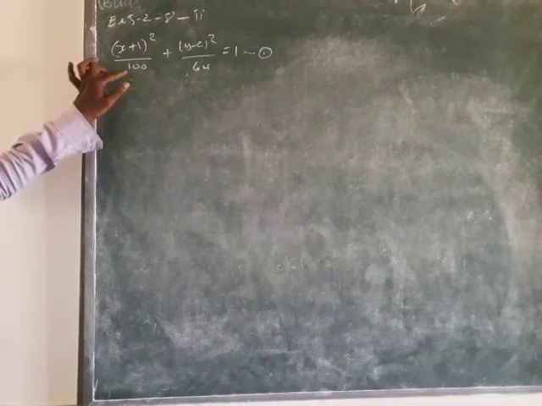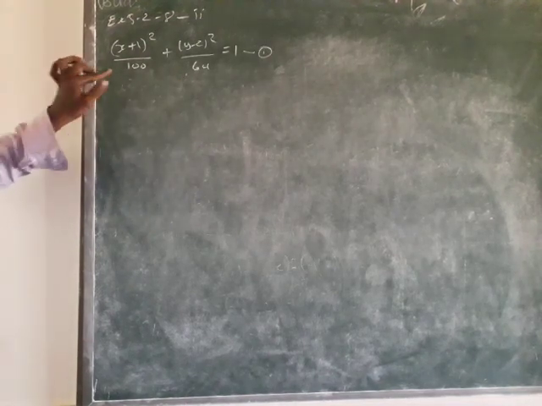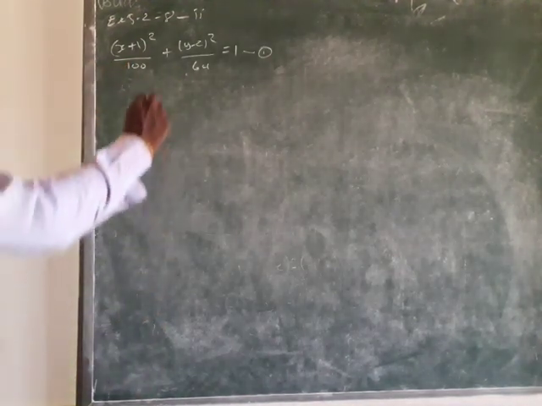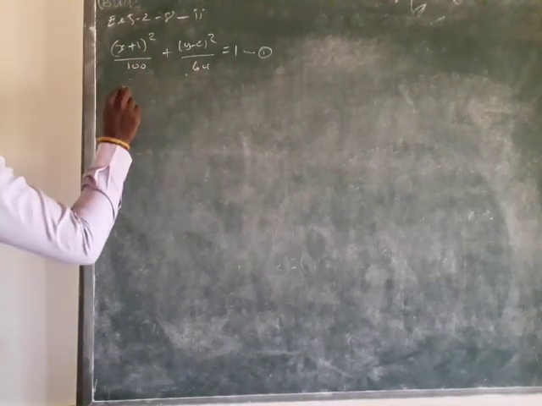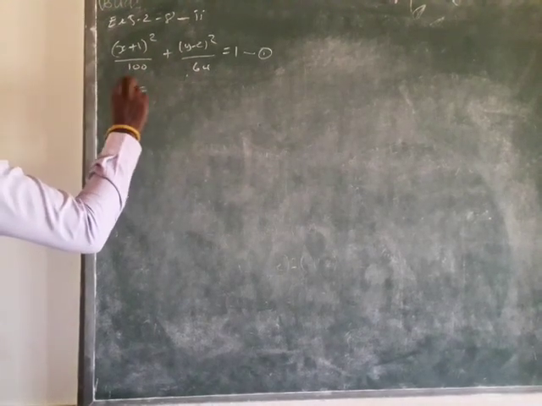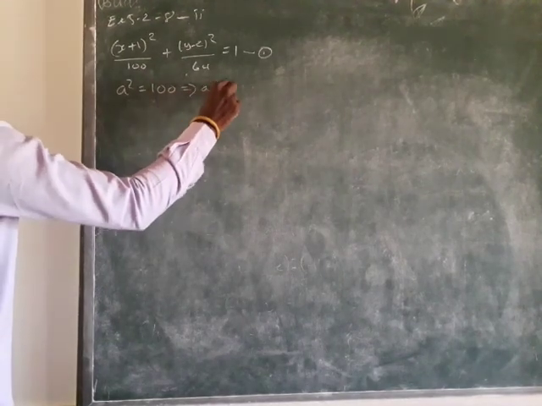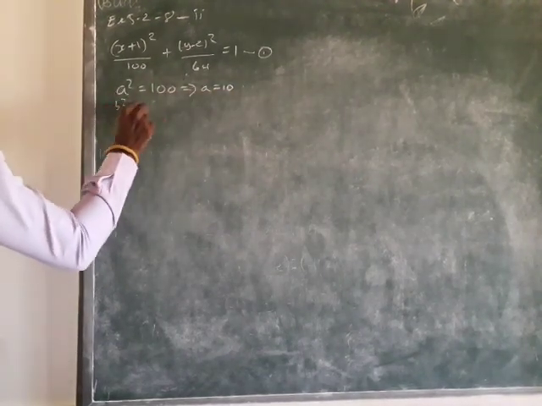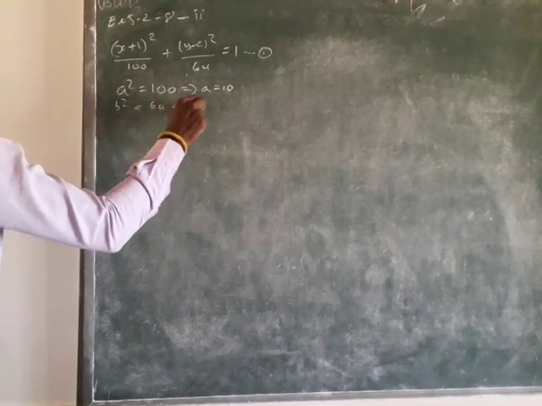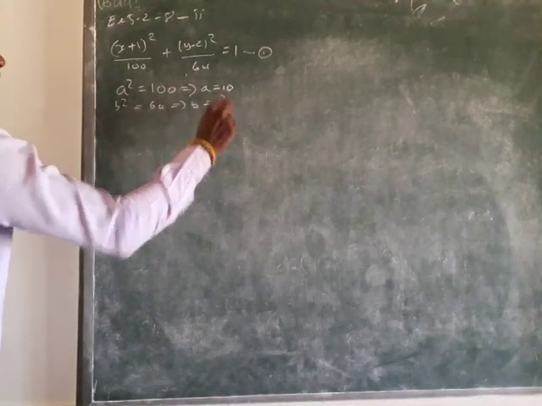See the denominator values, 100 and 64. The greatest number value we take as a square. So a square equals 100, then a equals 10. b square equals 64, then b equals 8.